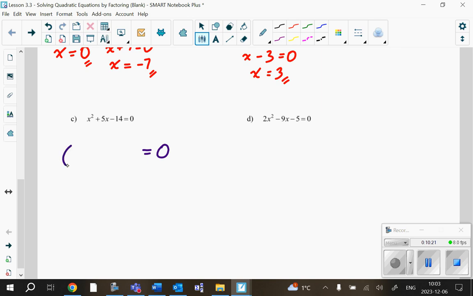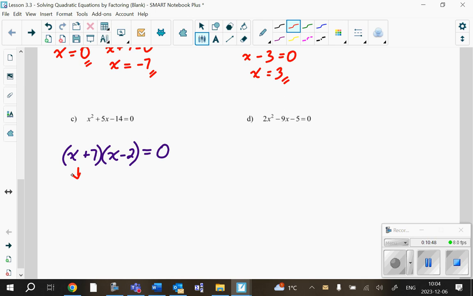X plus 7 times X, and then I heard minus 2. Good. And now, we're not done yet. This is the form where we find the answers. So what value of X would make this whole thing work out to 0?